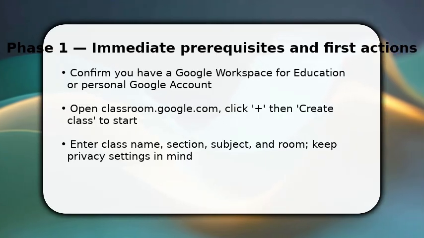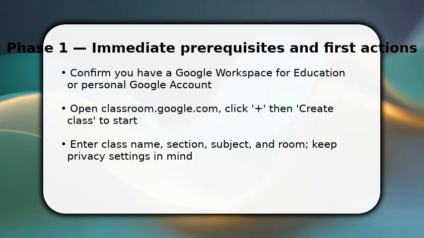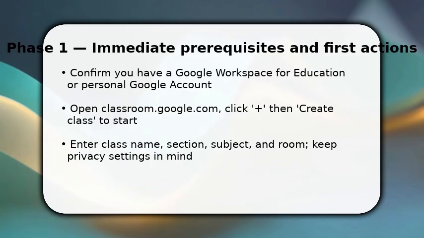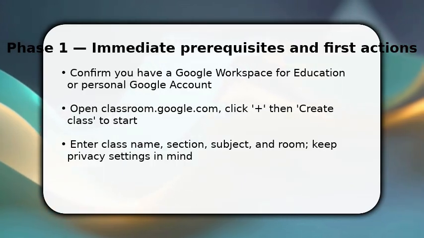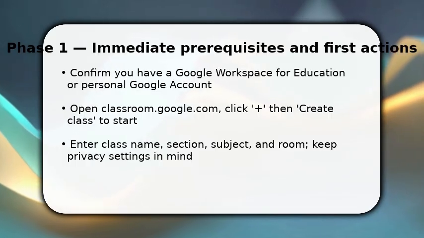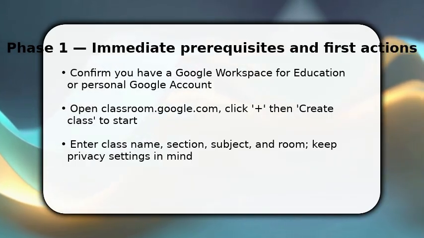You're starting fast. First, confirm your account type and sign into Classroom.Google.com. Click the plus button and choose Create Class so you can begin immediately. Enter the class name and optional fields, section, subject, room, because they help students locate the course. Make sure to review the class code that's generated. You'll share that with students.